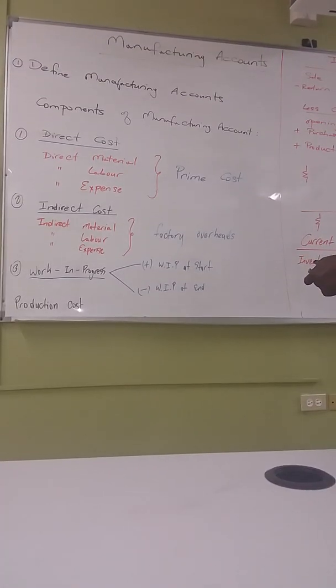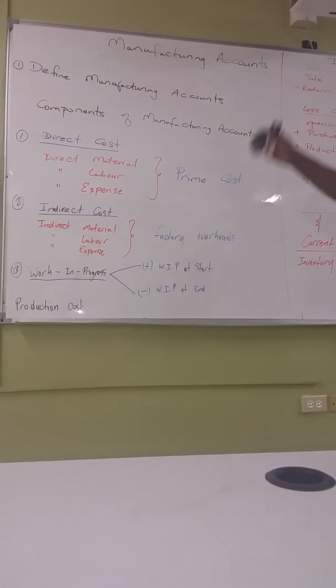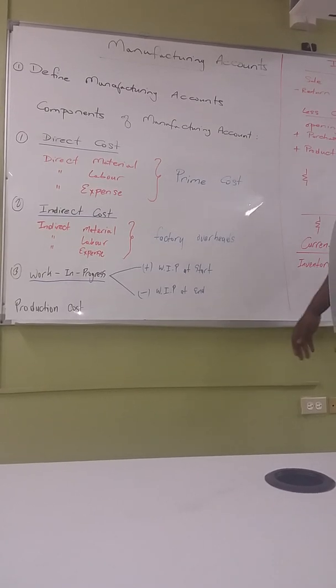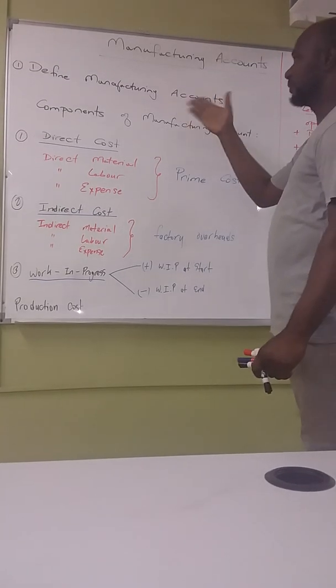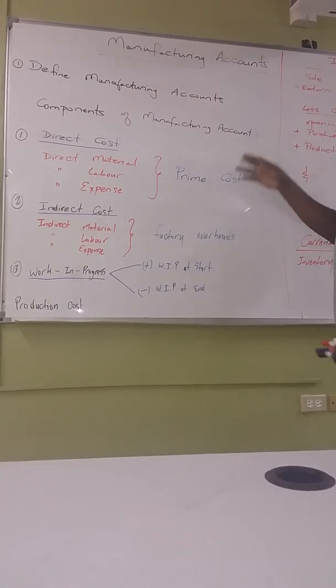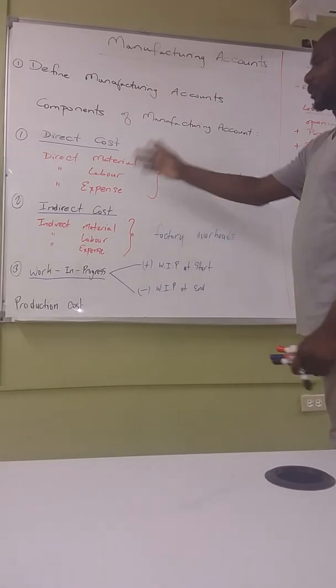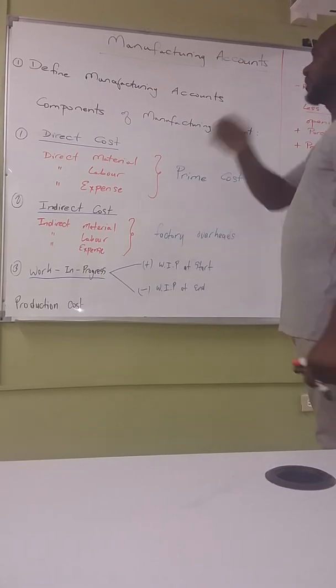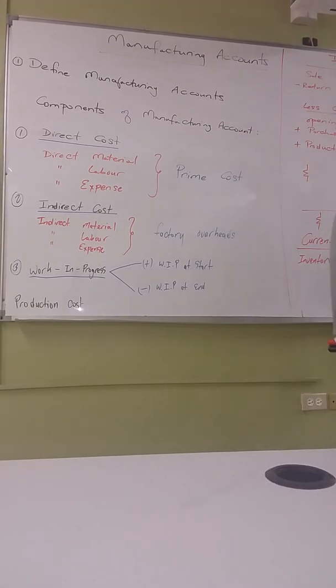Alright, good afternoon class. Today we'll be doing the lecture as it relates to the manufacturing account. We'll be defining our manufacturing account, looking at the components of the manufacturing account, and picking apart each of them.